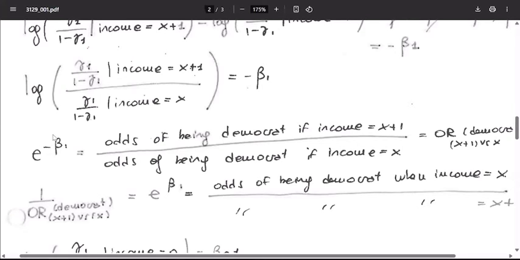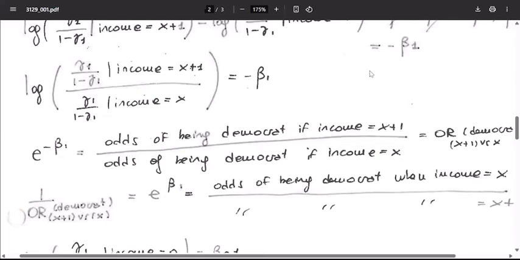And mathematically speaking, exponential raised to power negative beta 1 is the same as 1 over exponential raised to power beta 1. This exponential raised to power this is the same as this. This is what we normally call the odds ratio, right?